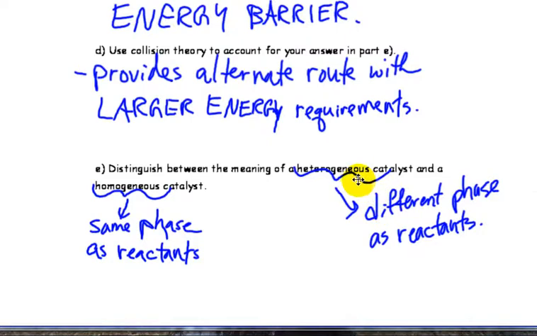One final thing here, heterogeneous catalyst versus homogeneous. Hetero means more than one different phase. So that means if all of our reactants and products were in liquid, I could have a solid catalyst, and that would be heterogeneous. Homogeneous means that the catalyst is in the same phase. For example, if they were all gases and if my catalyst was a gas, well, that works.